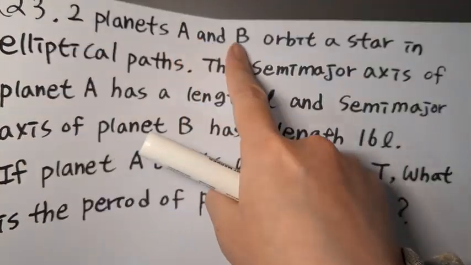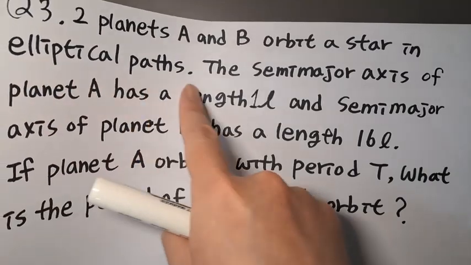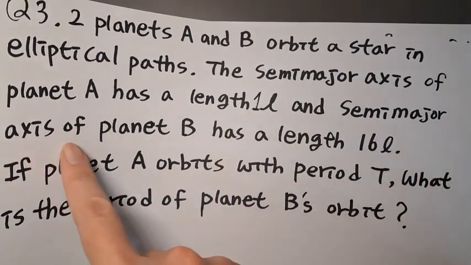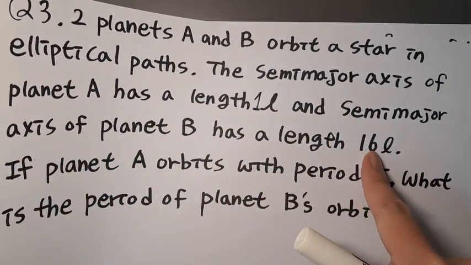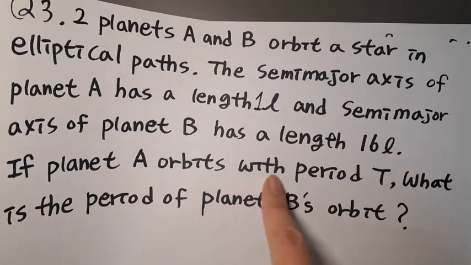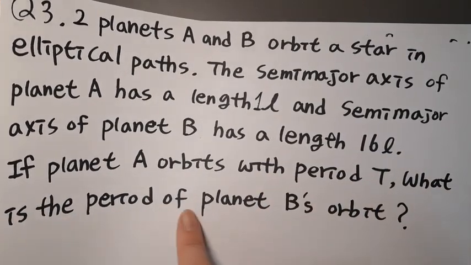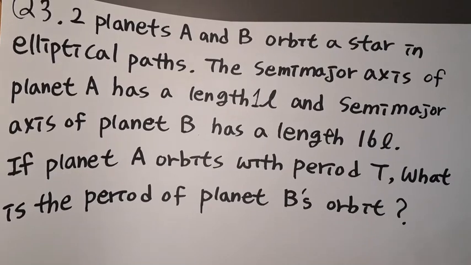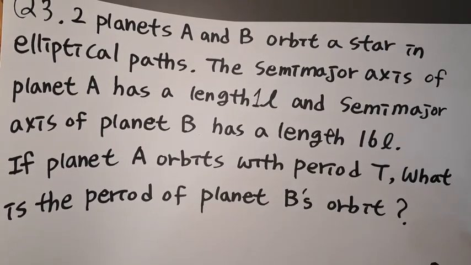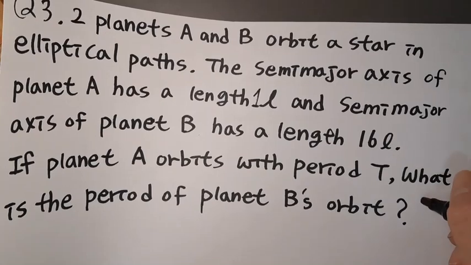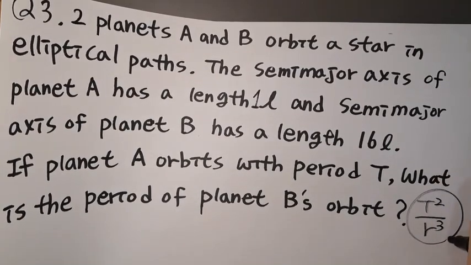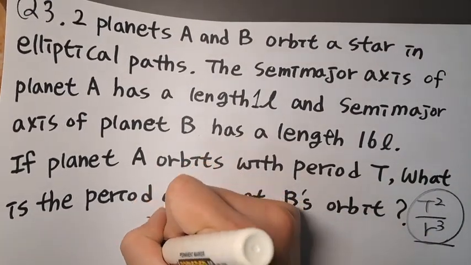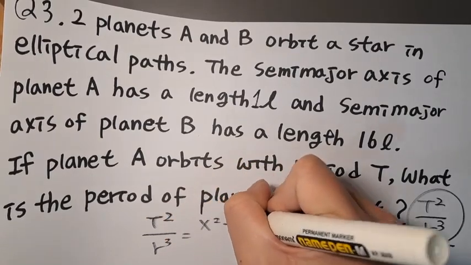The planets A and B orbit the star in elliptical paths. The semi-major axis of planet A has a length 1L and the semi-major axis of planet B has the length 16L. If planet A orbits with period T, what's the period of planet B's orbit? So again, according to Kepler's third law, we can find this equation, and we can solve this problem by using this.